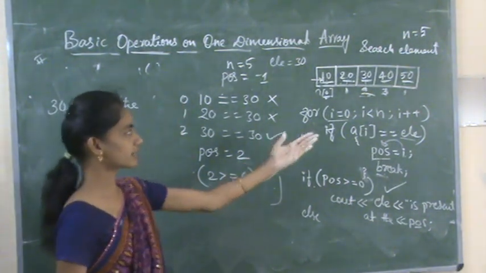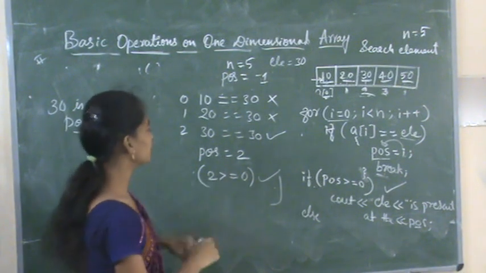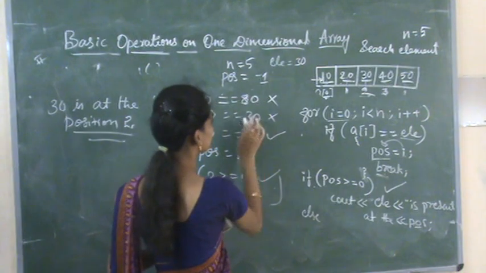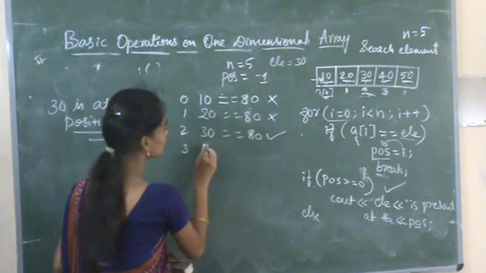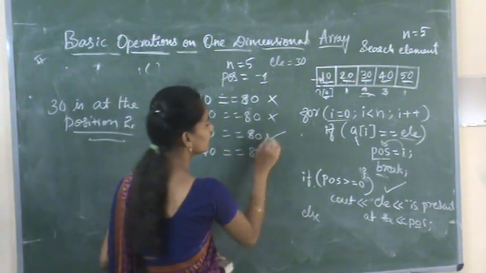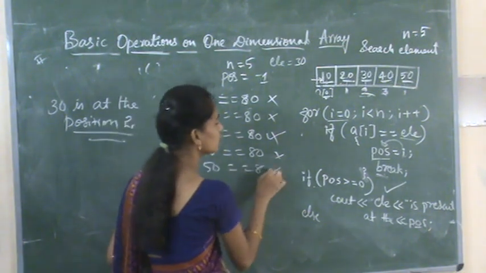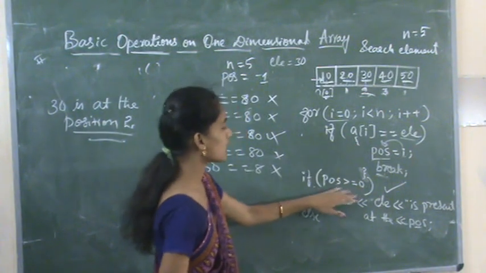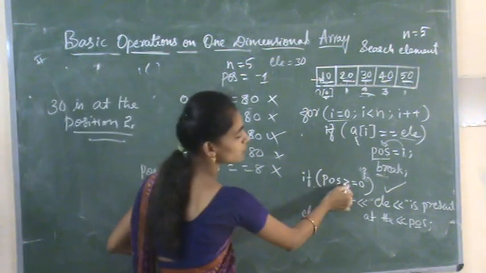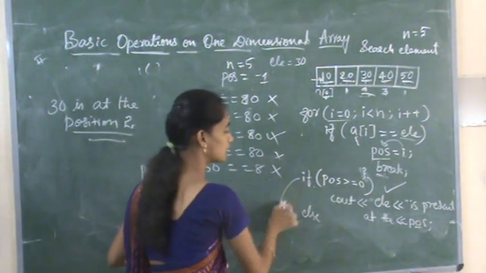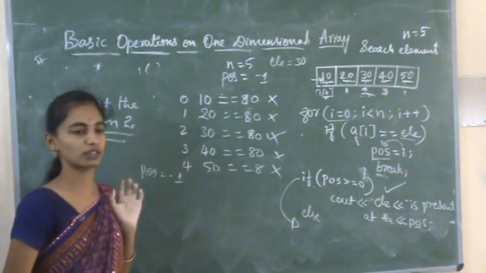If we take 80, it will check through all the array elements. Just consider this as 80. Is 80 equal to 30? No, right? Again it will check 40. Is 40 equal to 80? No. Again, the last index is 4. Is 50 equal to 80? No. So it comes out of this block and checks the condition. Initially POS is equal to -1. Is -1 greater than or equal to 0? That is false, so in the else, the search is unsuccessful will be displayed.